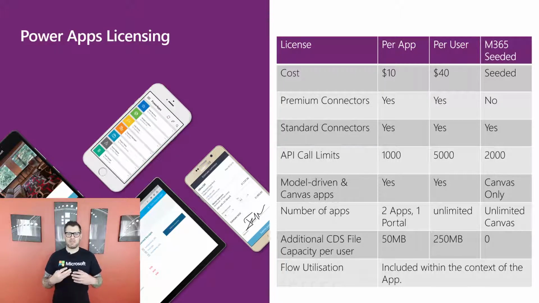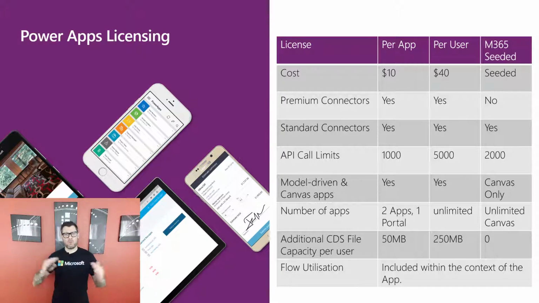Now, there's a couple of things that you get with the Power Apps license. If you're using per app or per user, you do get a common data service environment, or at least capacity for one. You then get 50 megabytes per user that is on the per app license, or an extra 250 megabytes per month on top of your capacity for each per user license.